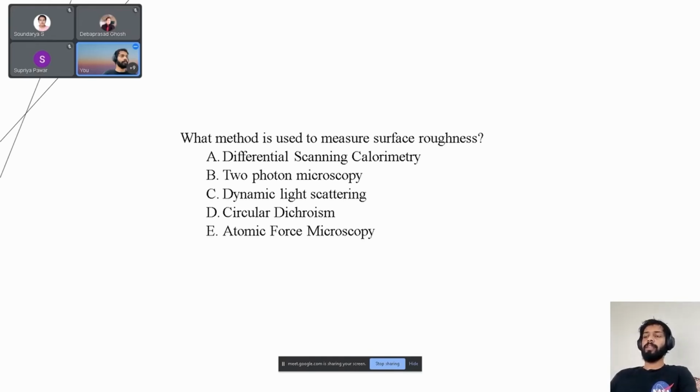Okay. So the correct answer is E, atomic force microscopy. Two-photon microscopy is usually used to measure pore size and things like that. So yeah, atomic force microscopy is what is generally used to measure the surface roughness.